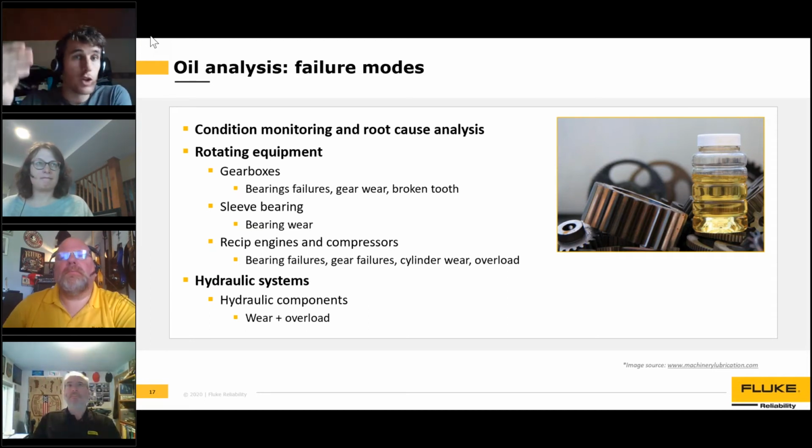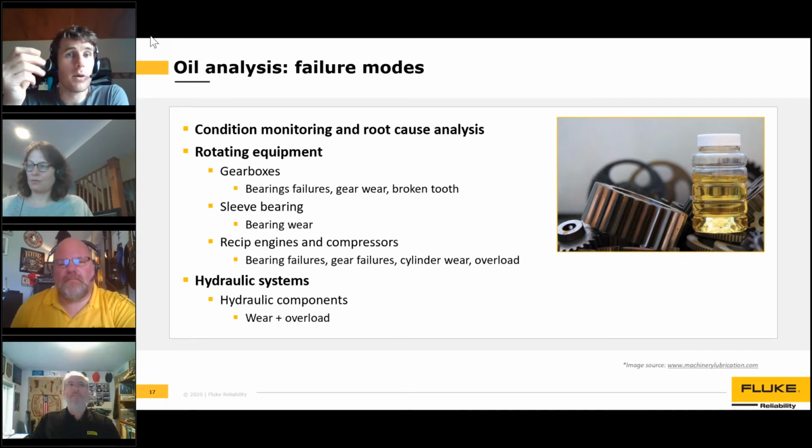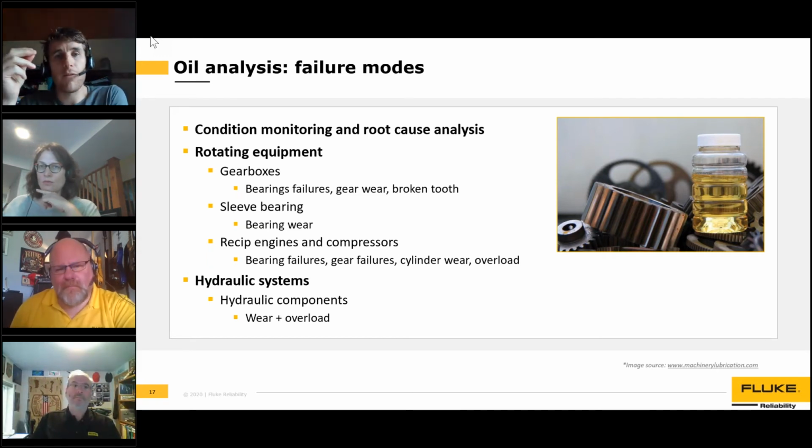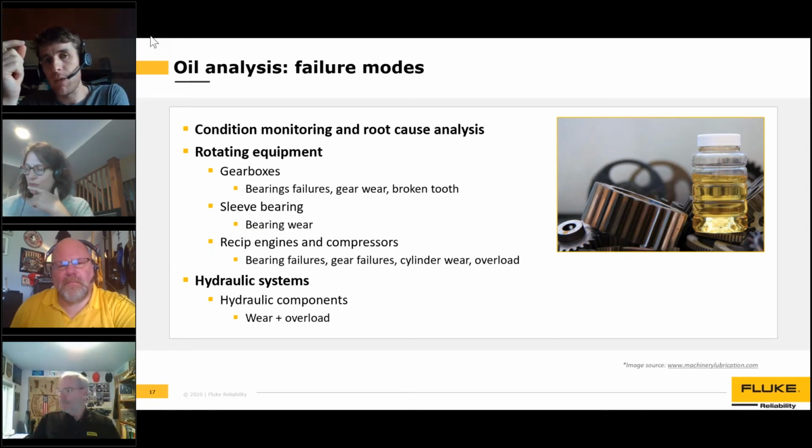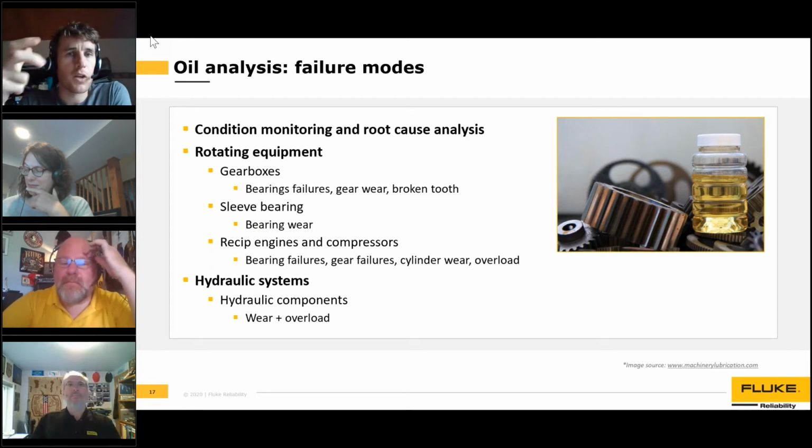And again, it's a condition monitoring tool. So it can help us detect a change, but it's also a root cause analysis technique, because out of that oil data we can find the type of oil and the type of wear that was detected. We can say, okay, this is from a bearing, or from a gear, or from some component of your hydraulic system. So it can help you find the root cause of the failure as well, which I think is very important when we implement technology to monitor a piece of equipment.